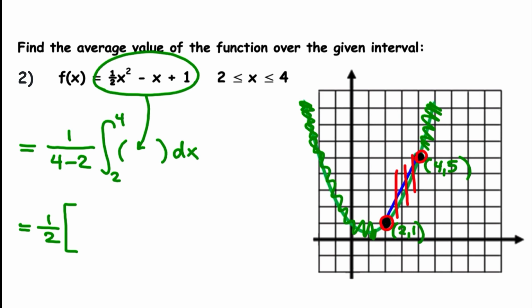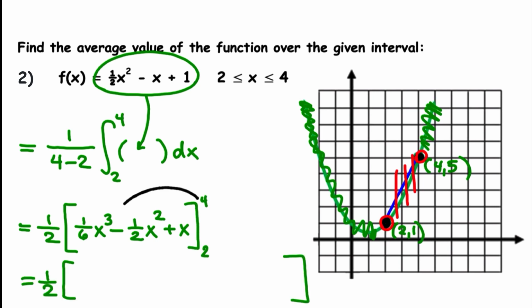1/2 x squared. X squared will go up to x to the 3rd. Have to divide by 3, so that's instead of 1/2, it'll be 1/6. Okay, that's good. Minus, the x will be 1/2 x squared. And instead of plus 1, it's plus x. We're integrating from 2 to 4. Okay, in goes the 4. 4 to the 3rd is 64. 64 sixths would be 32 thirds, or 10 2/3. 4 squared is 16, half of that is 8, so minus 8, and then plus 4. We're right there. Let's close that up.